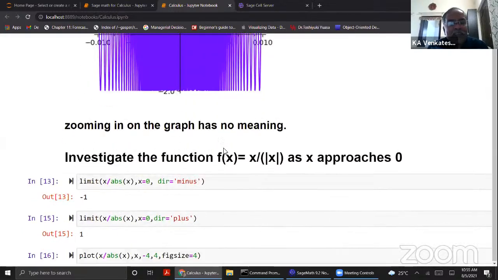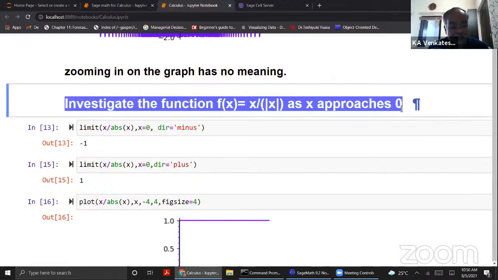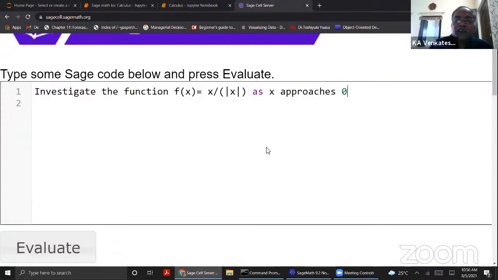Now in the same way, you have to see the function x by mod x. Those who are in soft computing know this is the signum function, so obviously we know the value. This is the best example to talk about left limit and right limit not converging. You can see that it is -1 and +1. You can do this easily and plot it. I'll copy this and paste it over there so that in the Sage cell you can practice this problem.